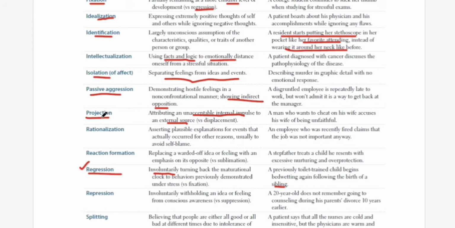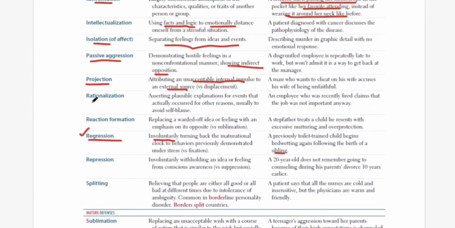We already discussed projection. Let's talk a few words about rationalization. Rationalization is when someone creates a reasonable sounding explanation, not really reasonable, but reasonable sounding, for something that actually happened for a different reason. Usually they do this to avoid the feeling of guilt or blaming themselves. So they avoid that thing and give you some explanation for that event and other reasons.